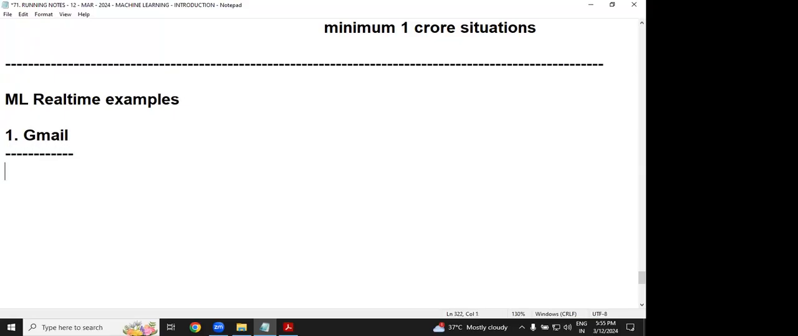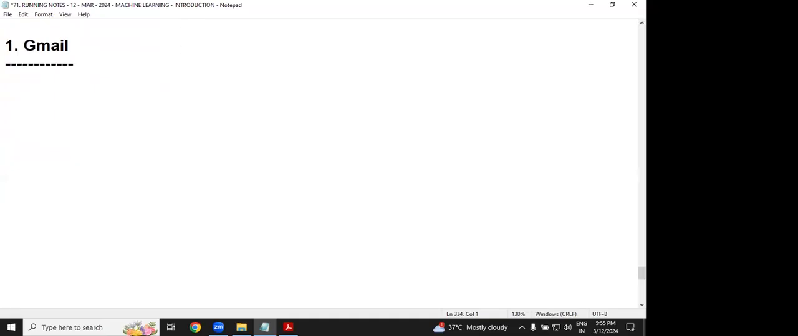Let me tell you what exactly happened. Assume Gmail is created today for the first time. Only one box is available, and that box is called the inbox, plus composing mail. That's it. There is no spam. What do you mean by spam? Any idea? Some unwanted mails.